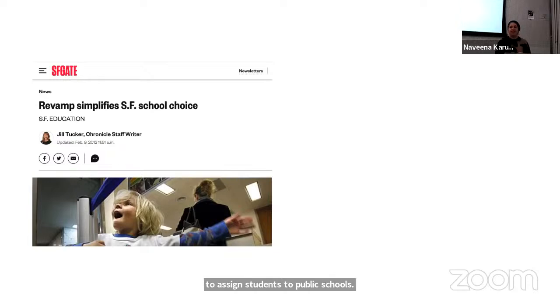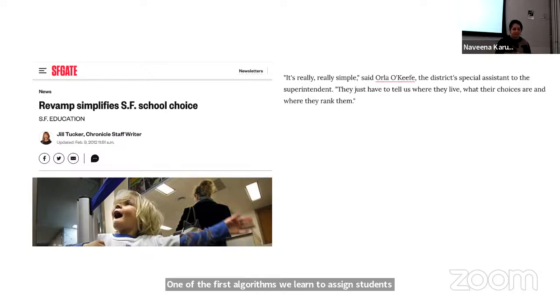But the general idea is that instead of having you only limited to the schools in your neighborhood, all of the schools in the city are open to all of the students in the city, so that equality that we talked about at the beginning. And then you basically put together a preference list of which schools you would prefer to go to, you submit that to the school district, and then the school district runs a matching algorithm, which a lot of computer scientists are very familiar with. It's usually one of the first algorithms we learn to assign students to these public schools.